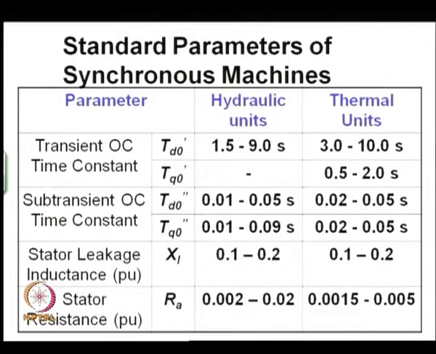The stator leakage reactance of course, has a range 0.1 to 0.2 both in hydro turbine driven machines as well as thermal units. Stator resistance of course, is very small. Of course, T q0 dash again, as I mentioned some time back, in generators connected to hydro turbines, one parameter is missing, because synchronous machines in a hydro turbine are modeled by a lower order model, just one damper winding on the q axis.